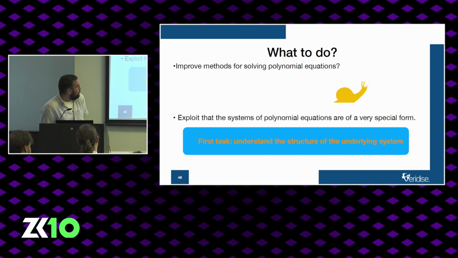But what you can do is exploit the fact that the systems of polynomial equations that you would be working with in ZK applications have a very particular form. They're all quadratic equations. They are very sparse by definition and so on. So you can try to use that structure and exploit it to really speed things up.